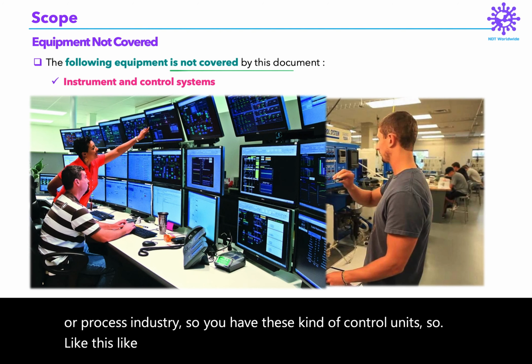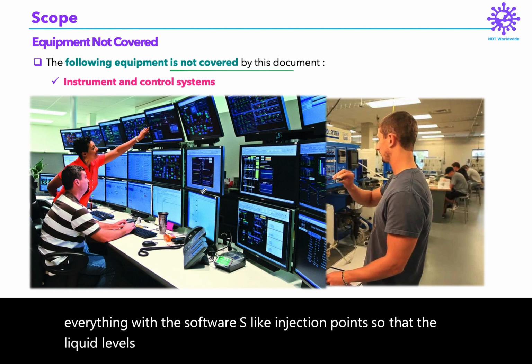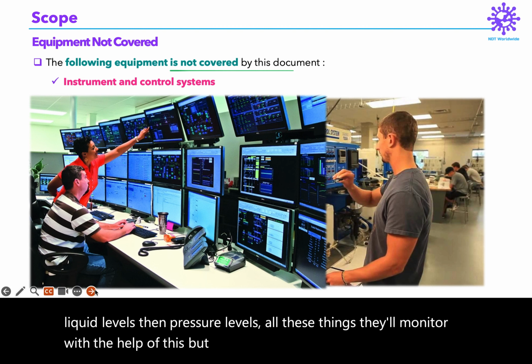So they're like chemical engineers. They will monitor everything with the software: injection points, liquid levels, then pressure levels, all these things they'll monitor with the help of this. But RBI is not covering this particular department. Okay.